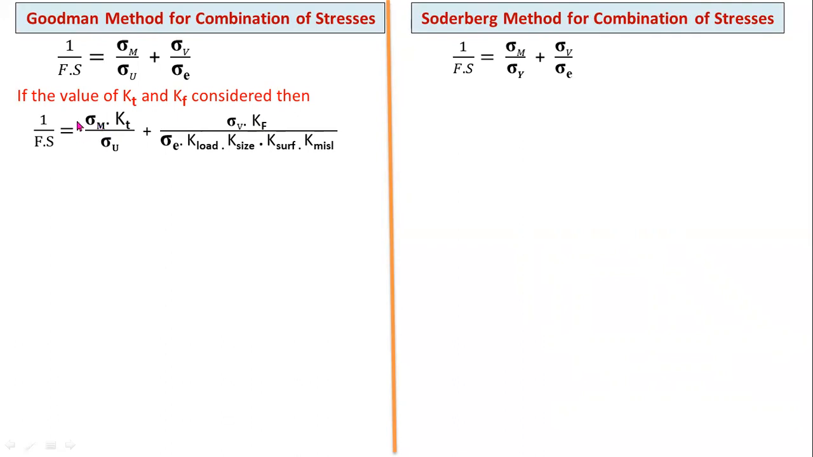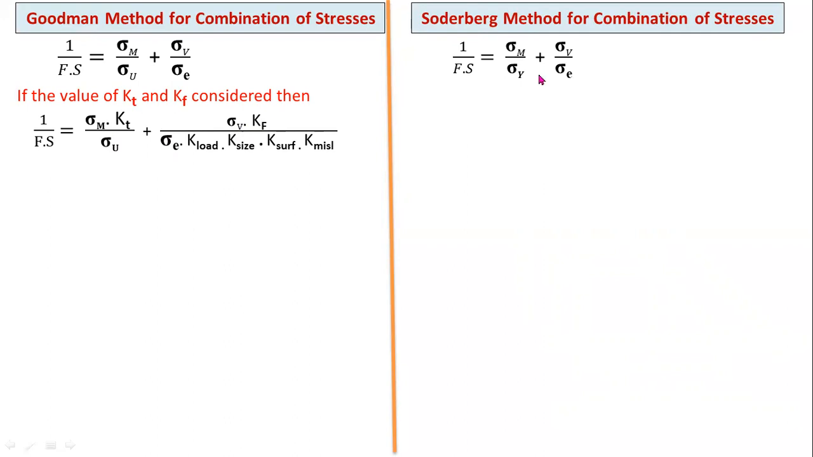Here sigma m is the mean or average stress. Sigma u is the ultimate stress. Sigma e is the endurance stress or endurance limit. Sigma v is the variable or fluctuating stress.